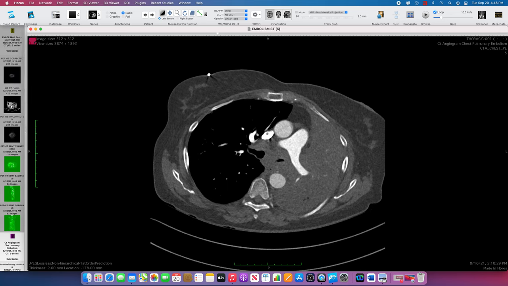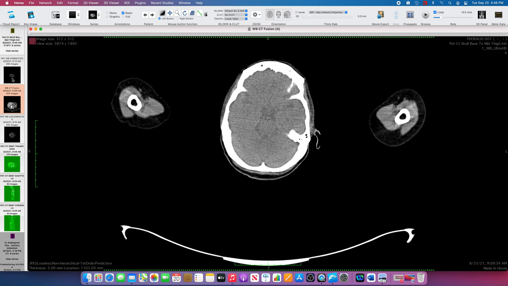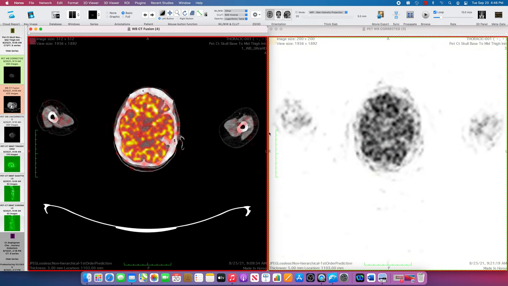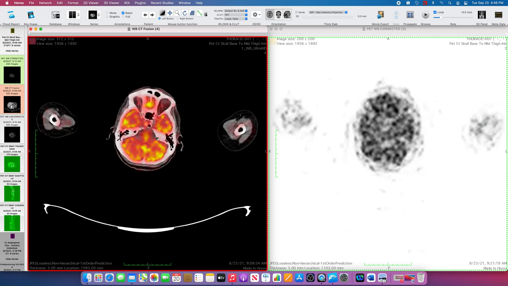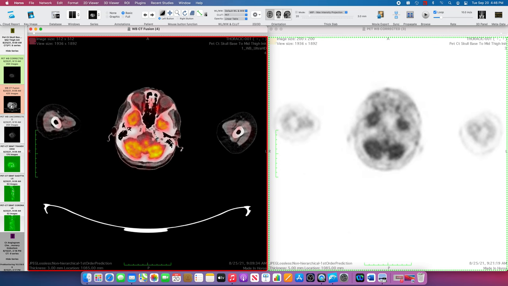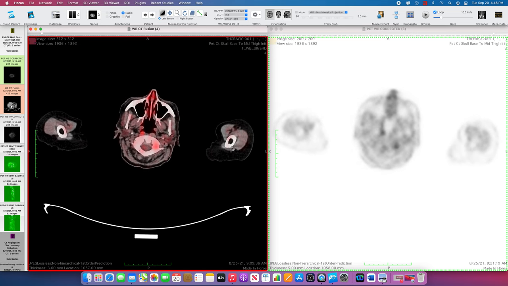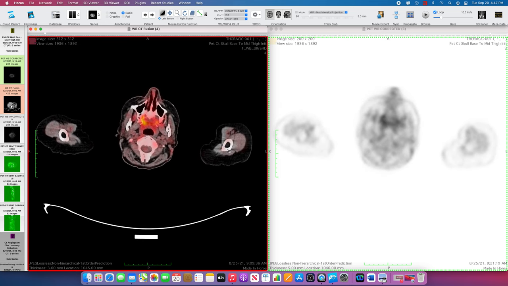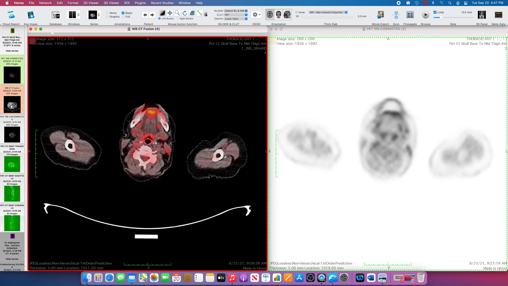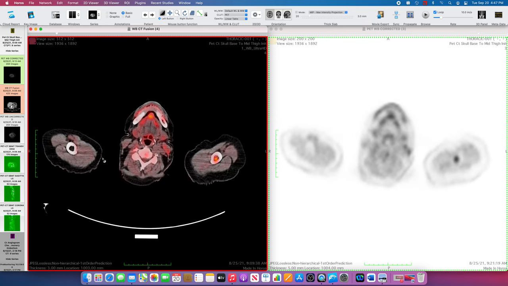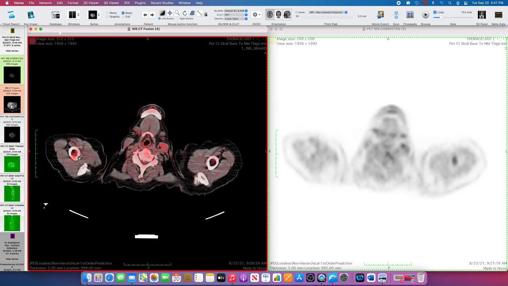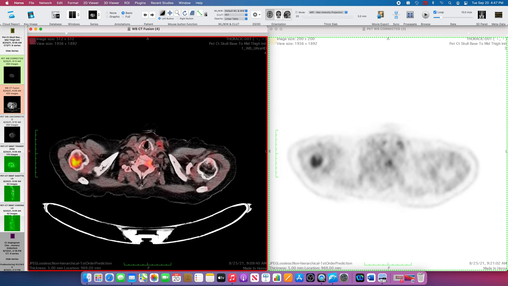A follow-up PET CT was obtained. Here I'm just going to overlay the PET images onto the CT so that it's a PET CT fusion. And we're going to notice as I scroll down through this, multifocal areas of increased uptake within the bones. So first we're going to pick up something in the left humerus over here. So there's a hypermetabolic focus in the left humerus again. On the contralateral, we're going to see some focal uptake in the right humerus.